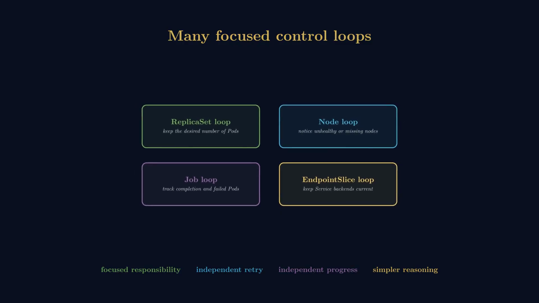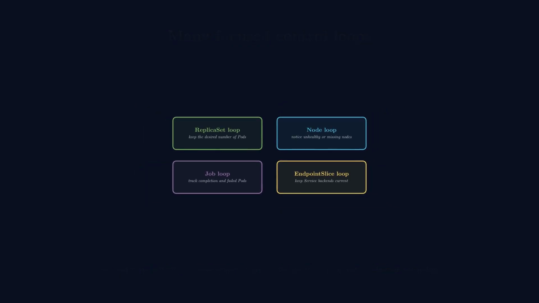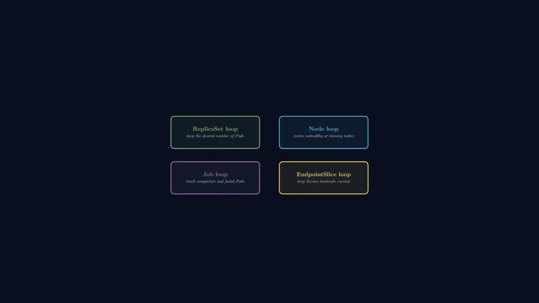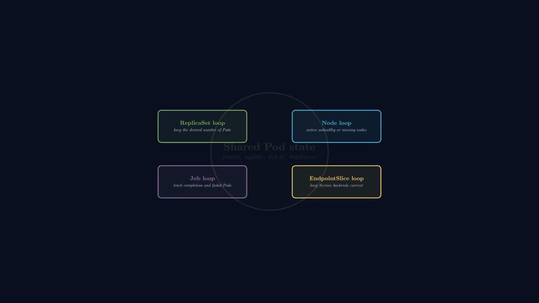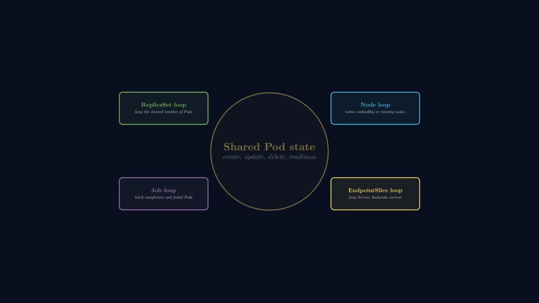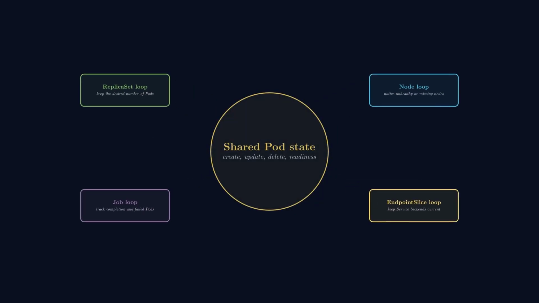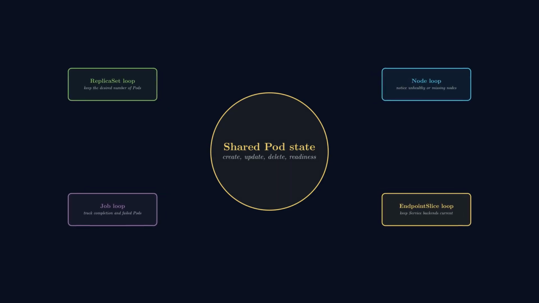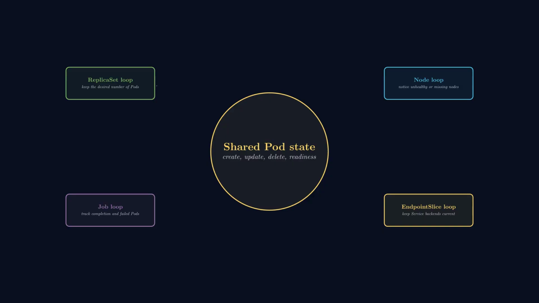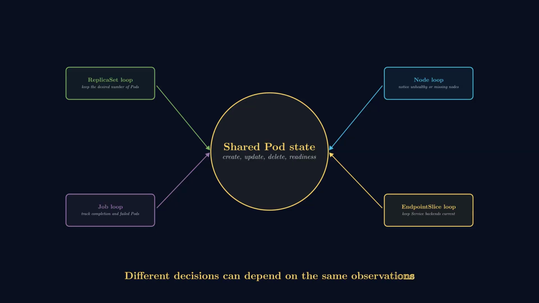These loops are separate because their responsibilities are separate, but the information they need can overlap. The replica set loop needs pods to count replicas. The node loop needs pods to understand which workloads are affected by a node problem. The job loop needs pods to know which tasks completed or failed. And the endpoint slice loop needs pod readiness when building service backends. So several focused loops may all need the same changing pod data.